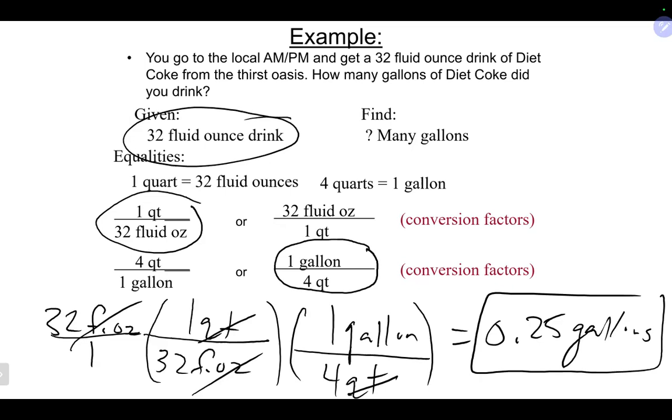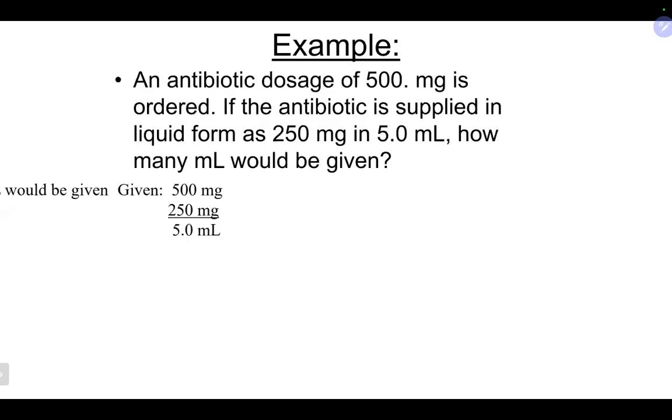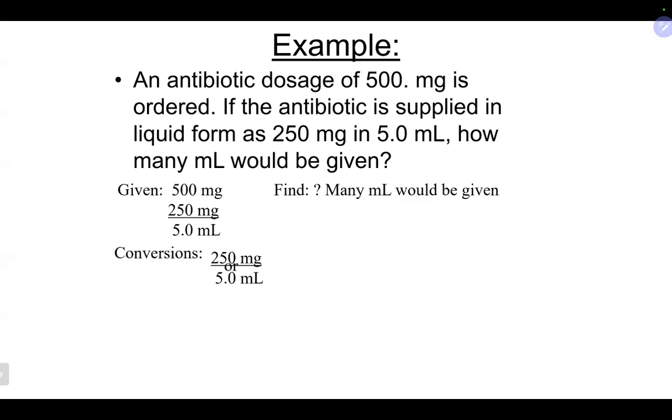All right, let's try another one here. We'll try this. Antibiotic dose is given as 500 milligrams. If it comes as 250 milligrams in 5 milliliters, how many milliliters would be given? Take a look. So in this particular case, we actually have a conversion factor given to us in the problem, which is really where that comes from. And really, you can use it either way. If you, for example, needed the milliliters up on top, you could do that as well.